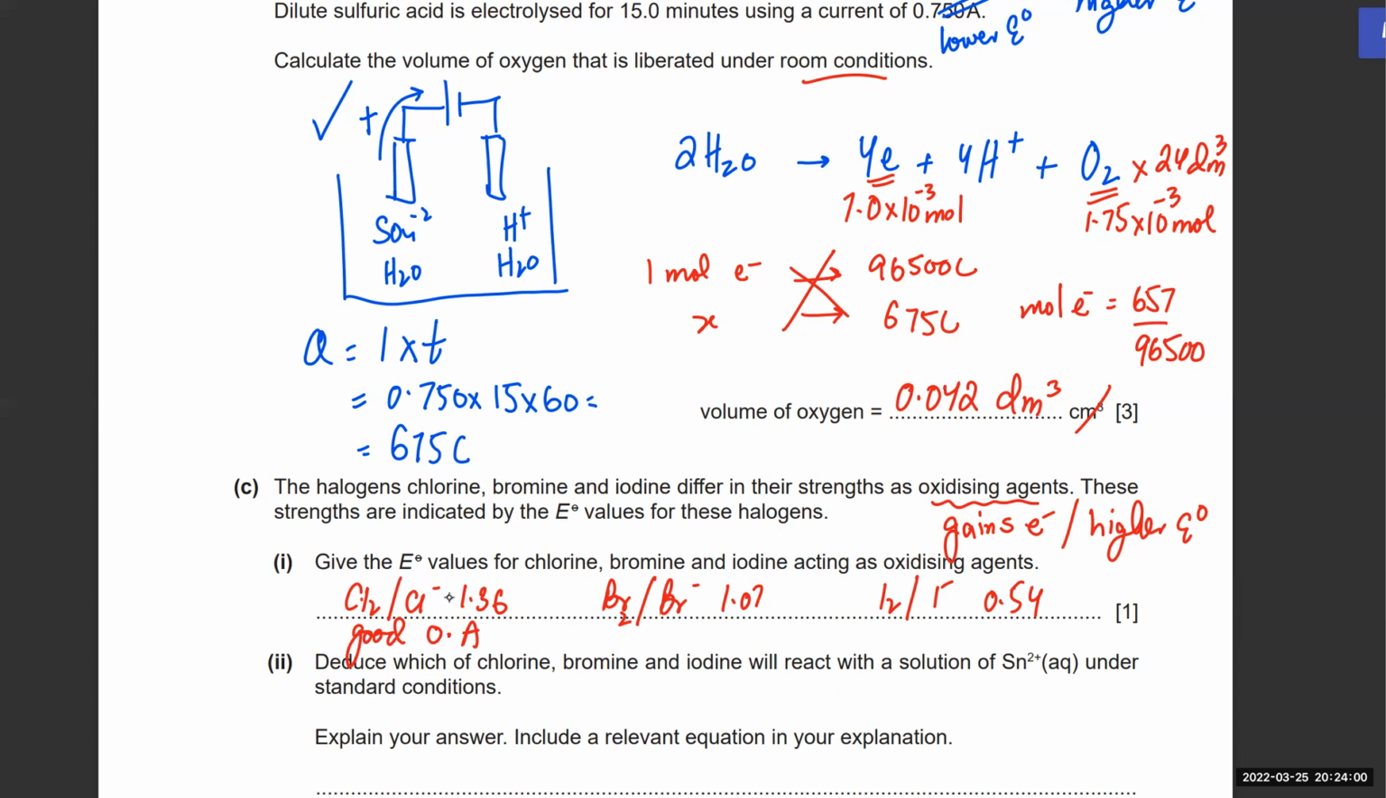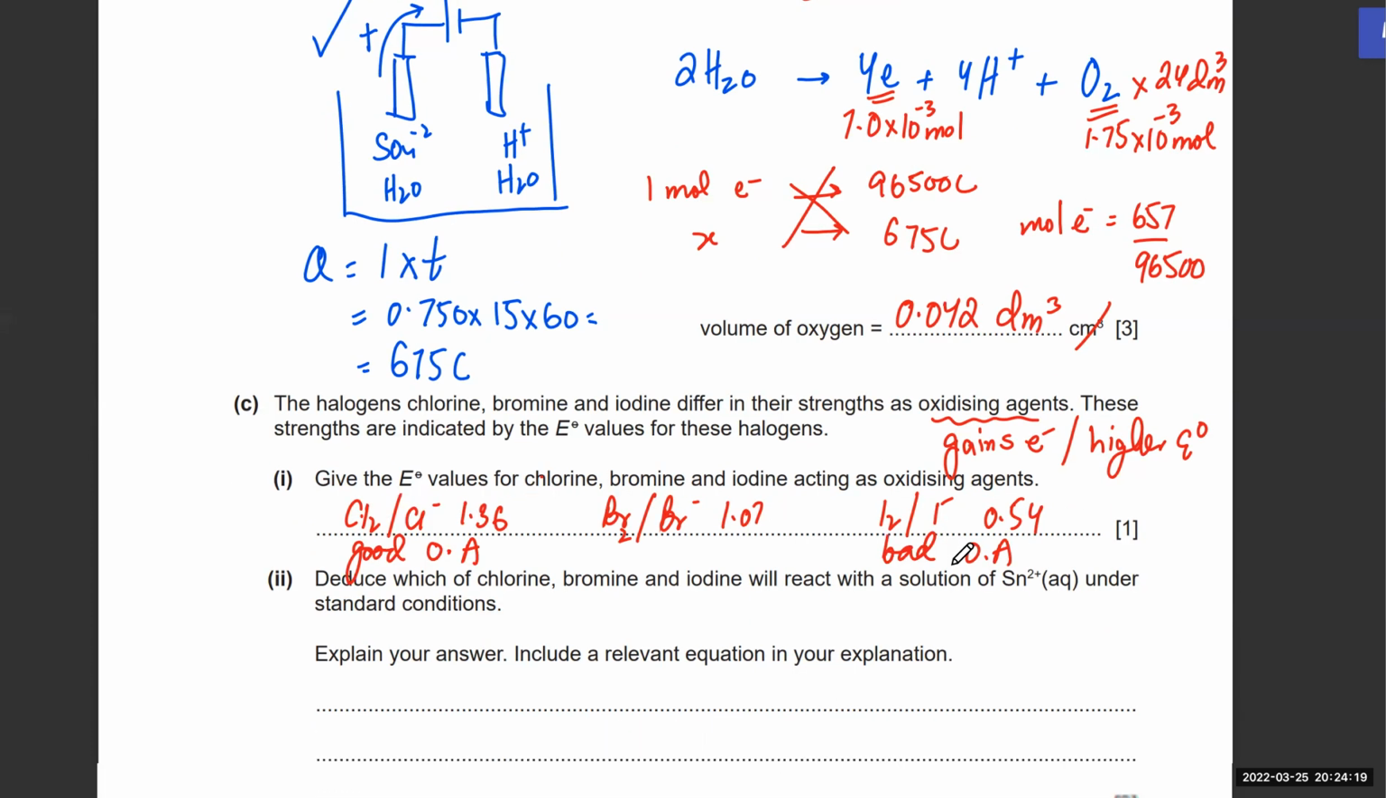And this one has a lower E naught value. It doesn't like to gain electrons, relatively speaking. So that's a bad oxidizing agent. So this is all you have to mention, because you have to quote the E naught values. You're going to state that the E naught values decrease down the group, so the strength as oxidizing agents decreases. That's it.